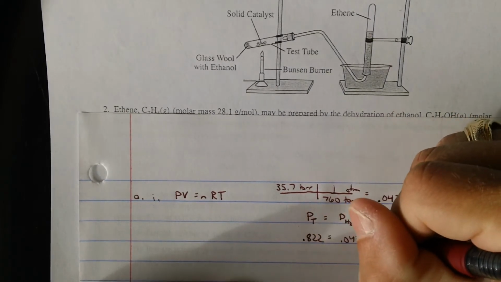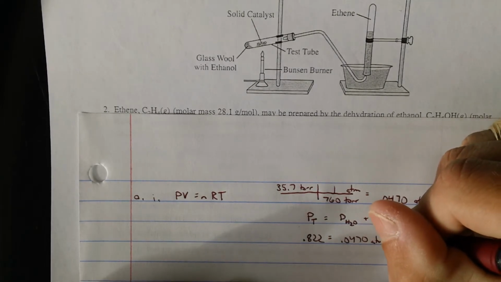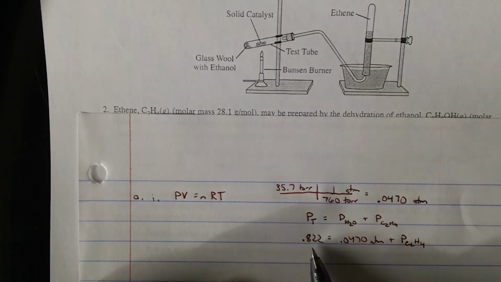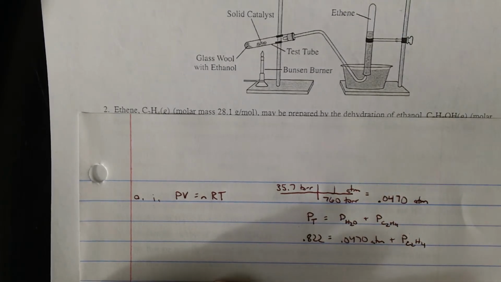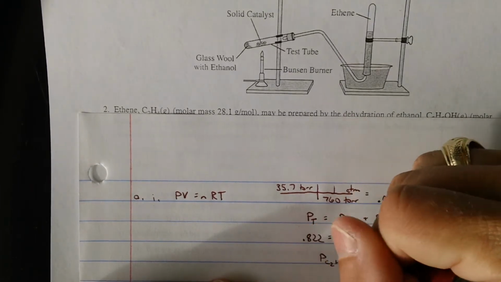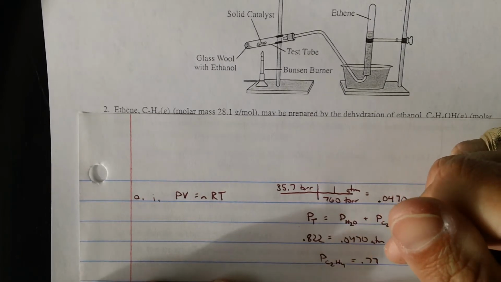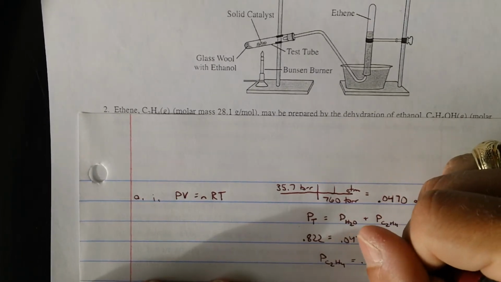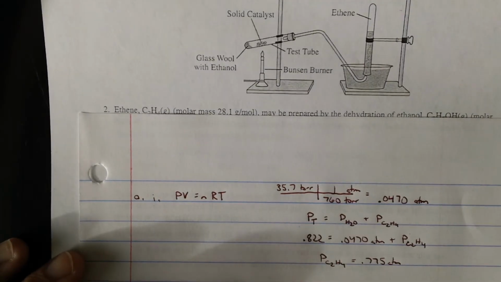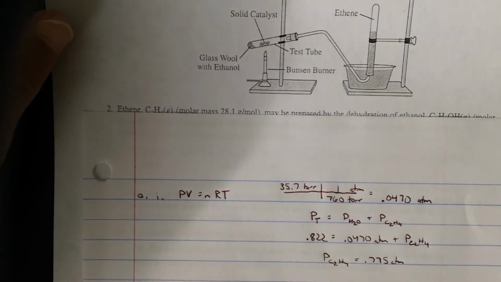And we just found the pressure of the water, 0.0470 atmospheres. We want to work all these PV equals nRT problems in atmospheres. And when we do this, the pressure of C2H4 is 0.822 minus 0.0470, which gives us a pressure of C2H4, the ethene, of 0.775 atmospheres. And that is what we're going to plug into our PV equals nRT. Hopefully you can see that there. And so here we go.